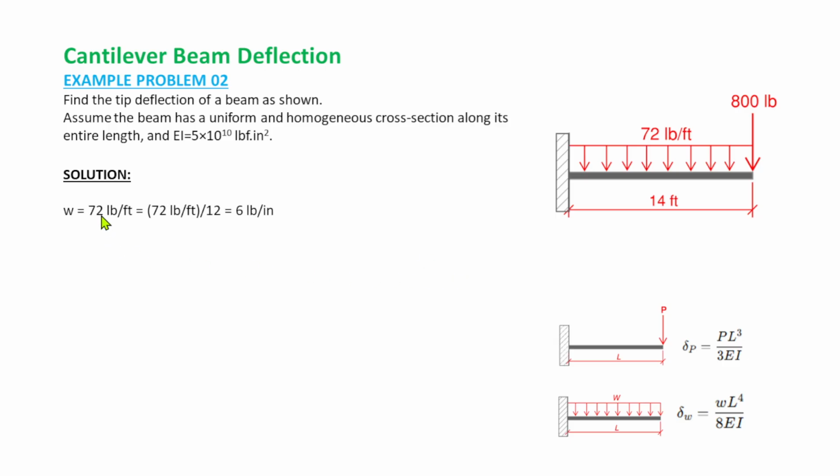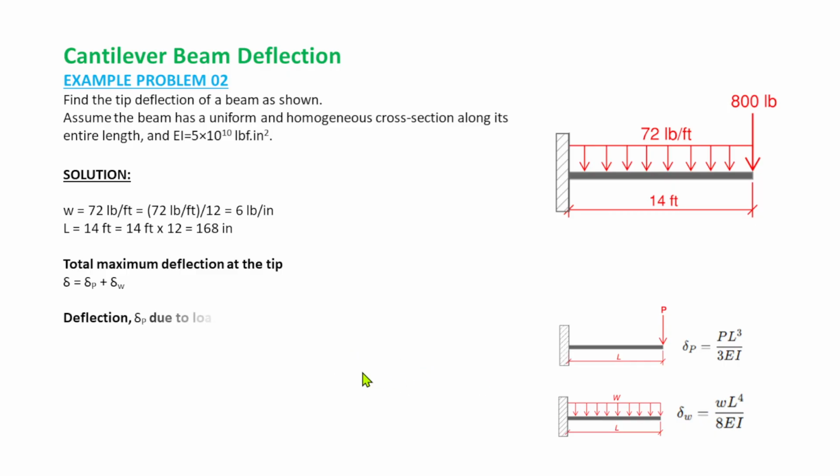For the solution, we'll just convert the uniform load of 72 pounds per foot to inches to be consistent with our units, and the span L is 14 feet, so that is equivalent to 168 inches. The total maximum deflection of the beam at the tip is just the deflection due to the load P plus the deflection due to the uniform load W, using these formulas.